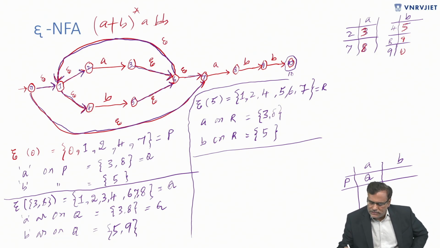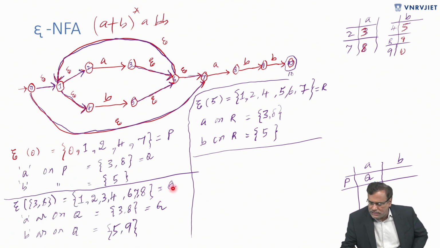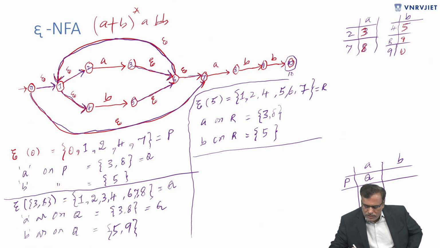Here you have 3, 8. You have already found the epsilon closure of 3, 8, and for that you have given some name, that is Q. Therefore, A on R becomes what? That is Q. A on R becomes Q. I think it is clear.